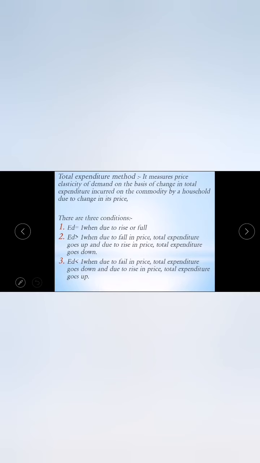There are three conditions. ED is equal to 1 when total expenditure stays the same due to a rise or fall in price. ED is greater than 1 when, due to a fall in price, total expenditure goes up, and due to a rise in price, total expenditure goes down. Next, ED is less than 1 when, due to a fall in price, total expenditure goes down, and due to a rise in price, total expenditure goes up.